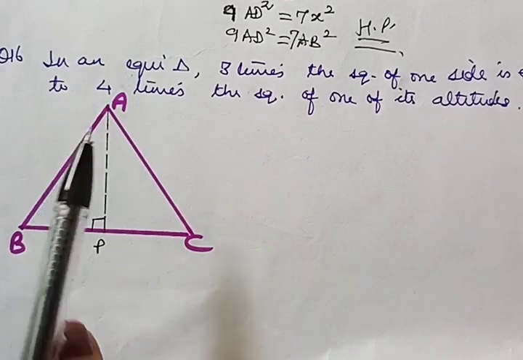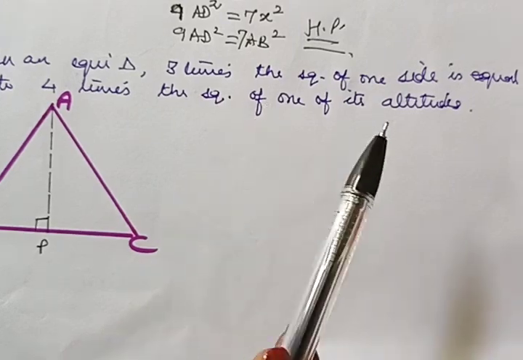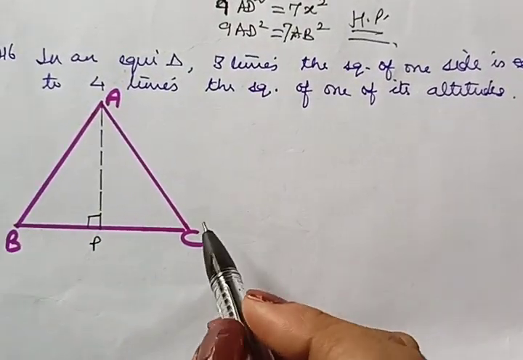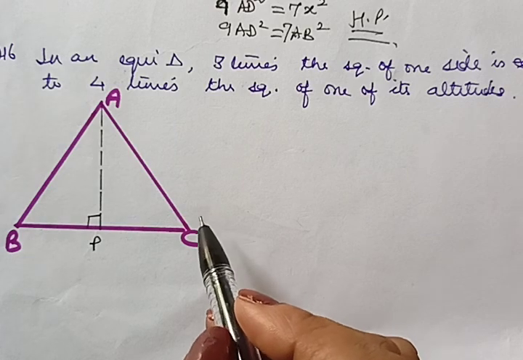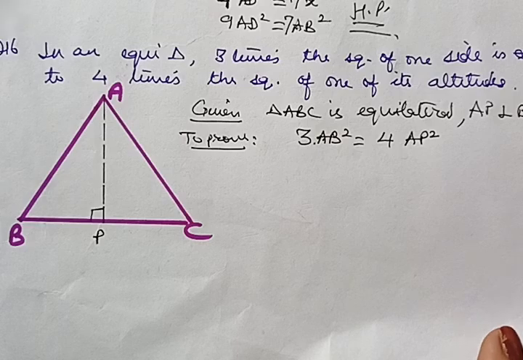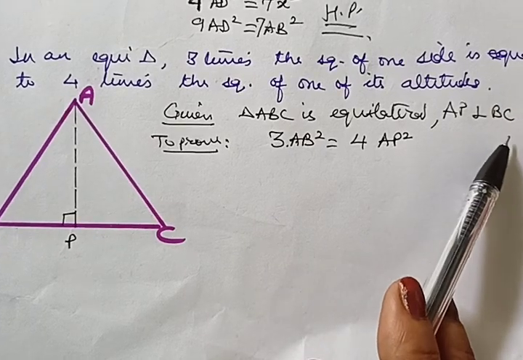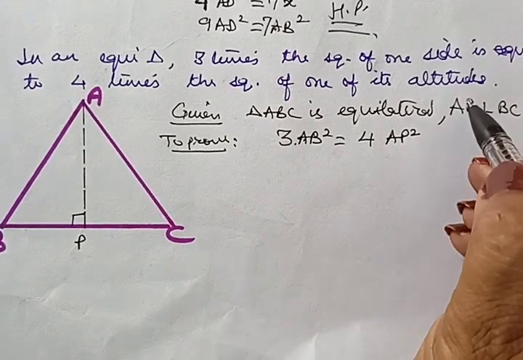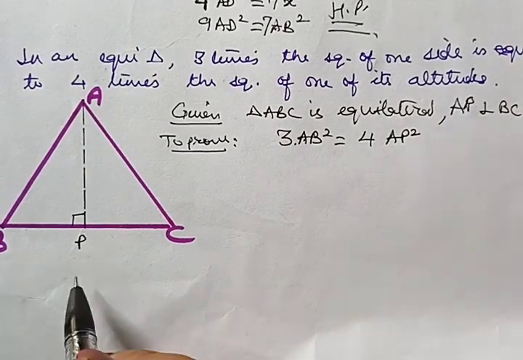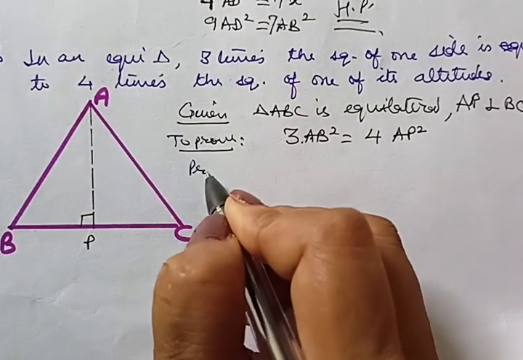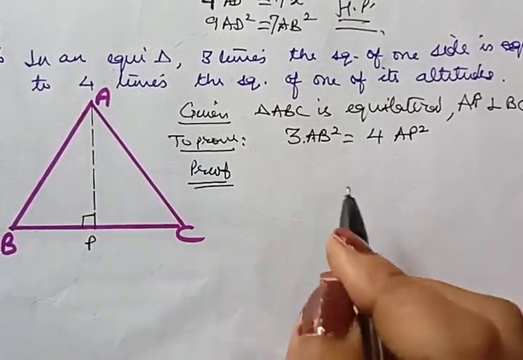Question number 16 says, in an equilateral triangle, 3 times the square of a side is equal to 4 times the square of one of its altitude. So let us write down given and to prove. Given says triangle ABC is equilateral and also AP is perpendicular to BC. And we have to prove that 3 times square of any sides, let's take AB, is equal to 4 times AP square, right? So very easy. You know that we have to apply Pythagoras theorem, that's it.